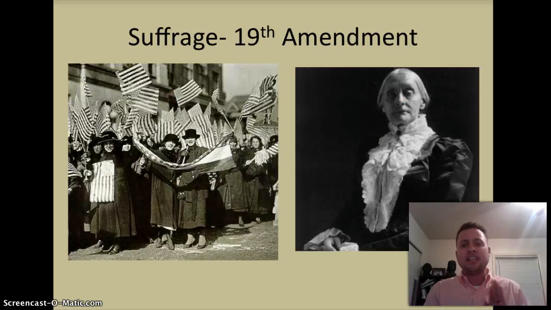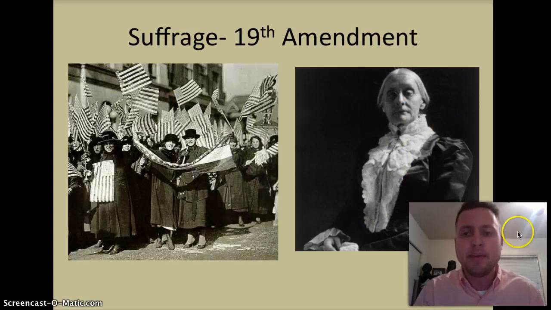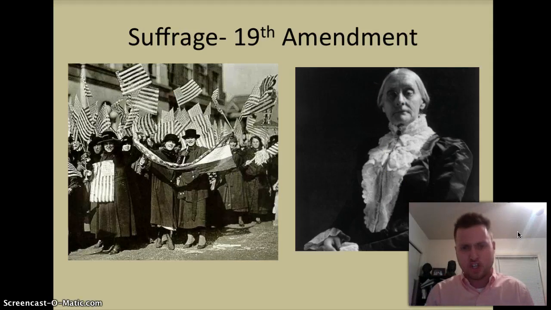Last big one, 19th Amendment. This lady right here is Susan B. Anthony. Her strong leadership led to the passage of the 19th Amendment, which gave women the right to vote. The protest movement was so dramatic, so successful, that it is the forerunner today for the modern protest movement. So 19th Amendment, huge progressive reform as well.